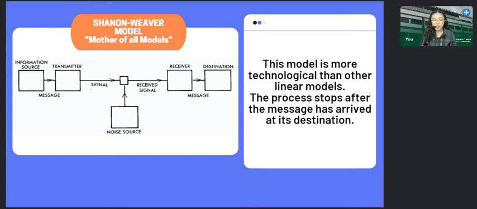Okay, what does it mean, Miss JV? Diba, linear model, a while ago, I told you some examples of it, physical situations that we encounter physically. But in the Shannon Weaver model of communication, it is more technological. It means that you are using technology for you to send a message. Example of that, sending emails.